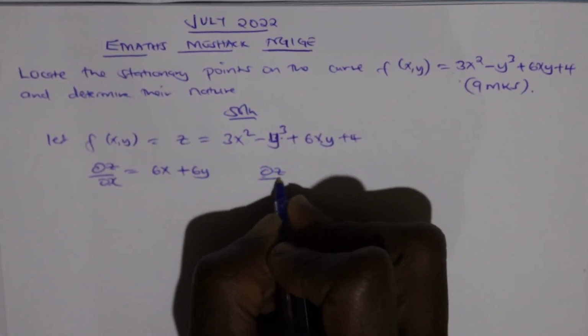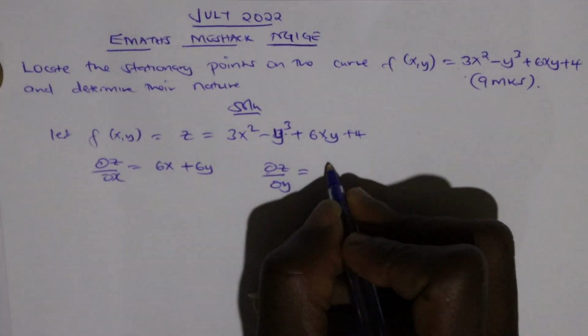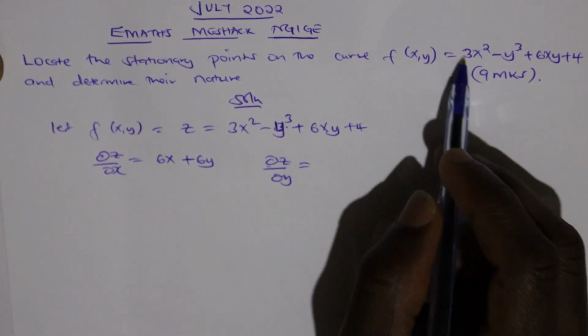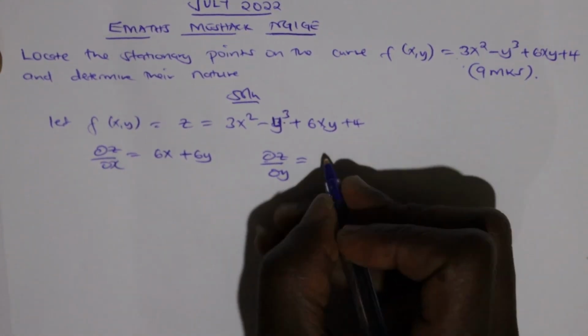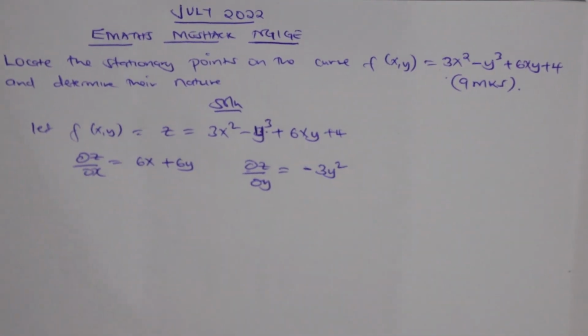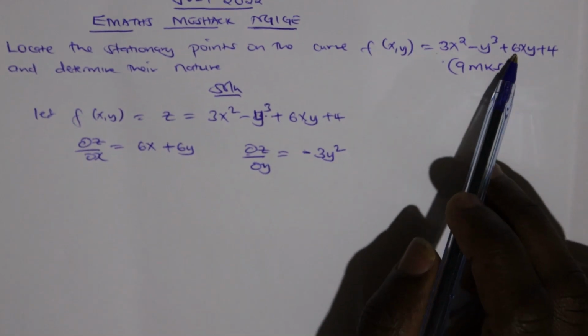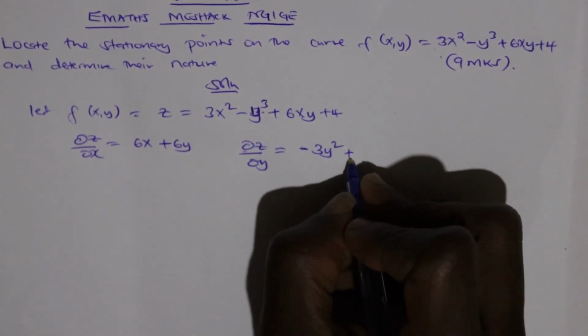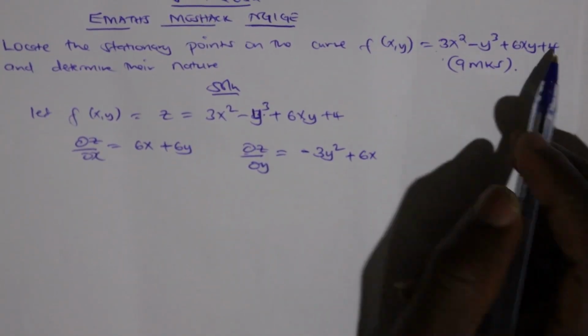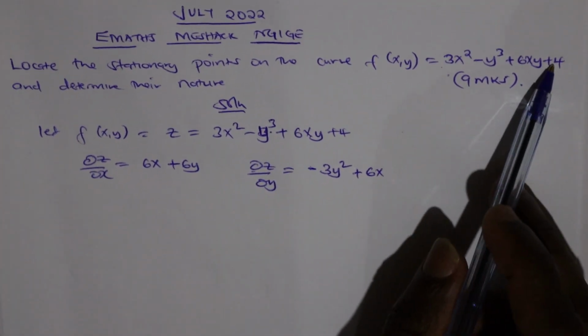Then we come to dz/dy. This variable does not have a y, so we differentiate this one, which will give us negative 3y squared. Then differentiate this with respect to y. This y goes, we remain with 6x. This one is a constant, so it becomes 0 by the end of the day.